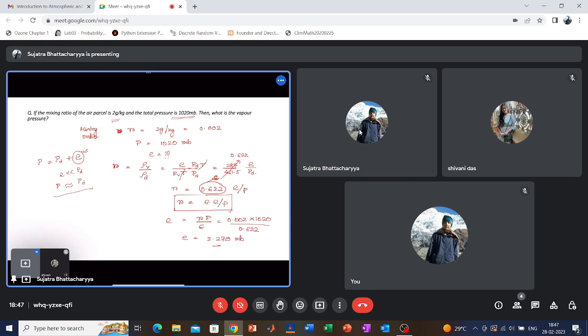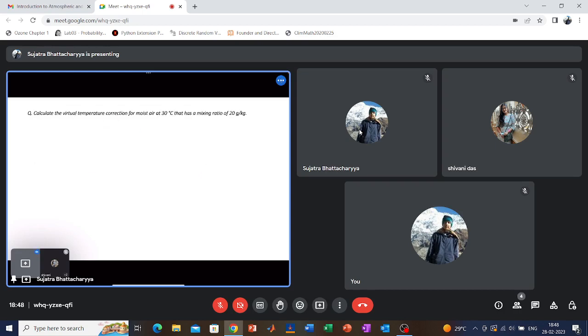So you can see that it is very small, but the vapor pressure is this. So this is how to calculate the vapor pressure if all these things are given. I think this kind of question is there in the assignment 5, which is very easy. You can do it. Okay. This is somewhat different, based on the concept of virtual temperature, and I will solve this question now.